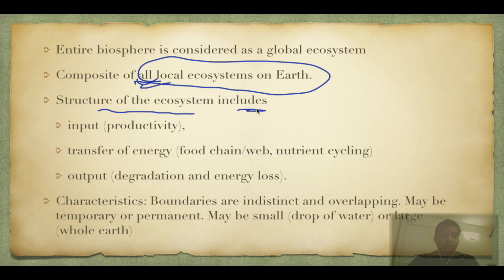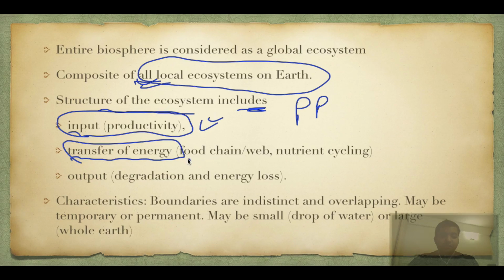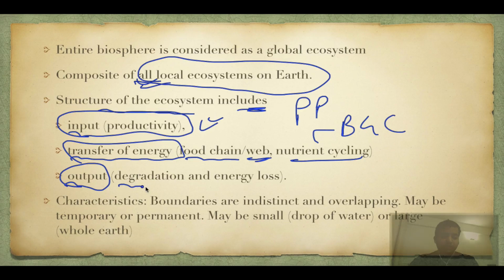The structure of the ecosystem includes input, that is the productivity, various types of productivities: primary productivity, secondary productivity, net primary productivity. I'll be talking about it in detail in the next part. Do let me know if you want me to make that. Then there is transfer of energy via food chain, food web, and nutrient cycling, already told, biogeochemical cycles. Then the output is basically the degradation and energy loss which occurs via the detritivores and respiration.